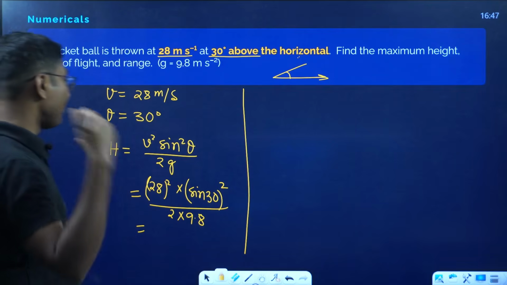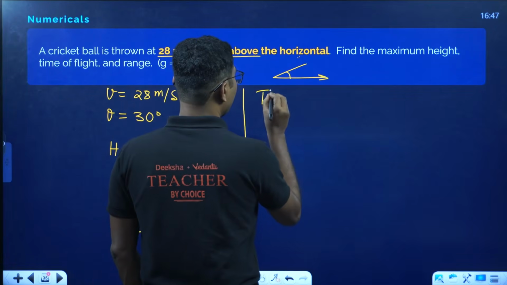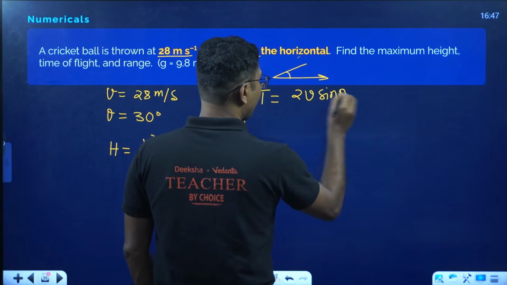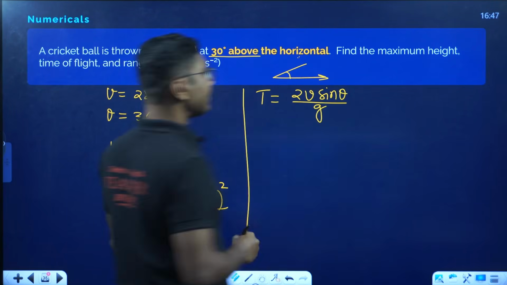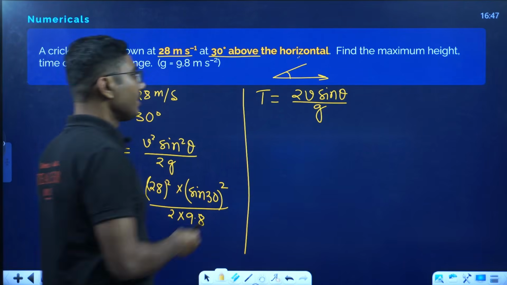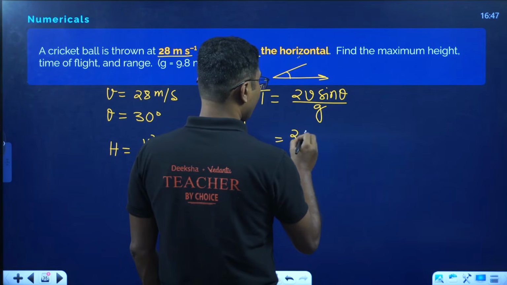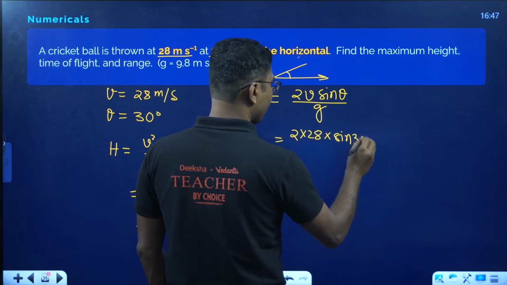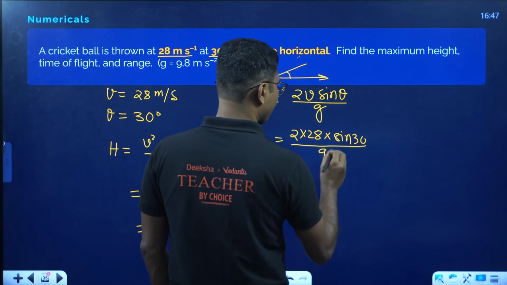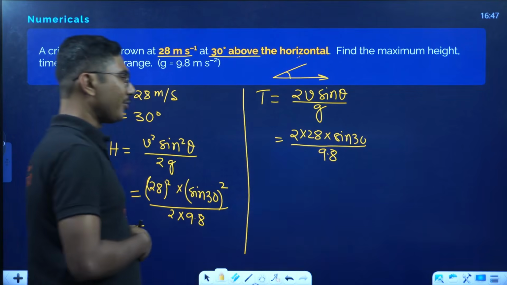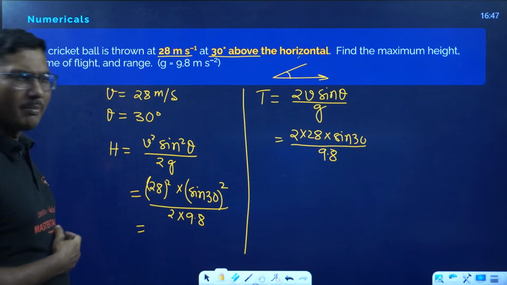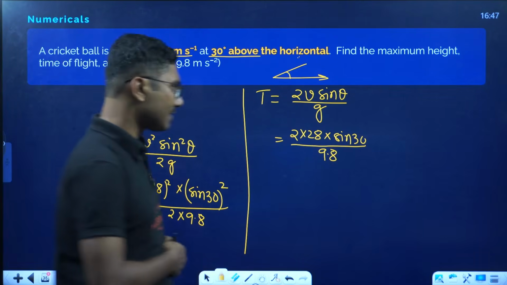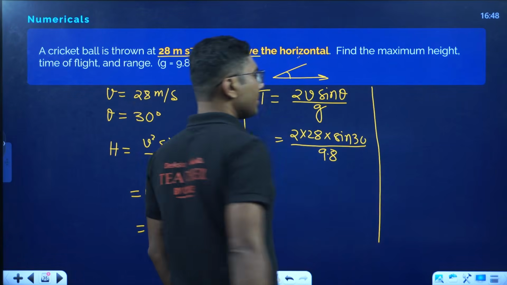What about the time of flight? Time of flight is twice the time to maximum height, so that is 2v sine theta upon g. This is the time of flight. Put the values and solve it: 2 into 28 into sine 30, and sine 30 is half, by the way, if you wonder, divided by 9.8. I think it can be cancelled: 9.8, 4.9, 7 by 7 you can cancel it, and you will get some value in this case as well. Again, this is a homework part. Try to solve it. What is the time?